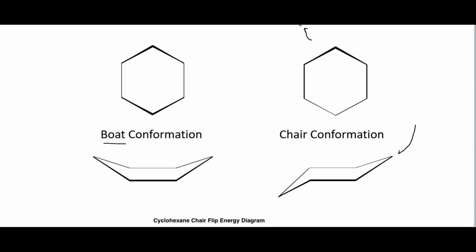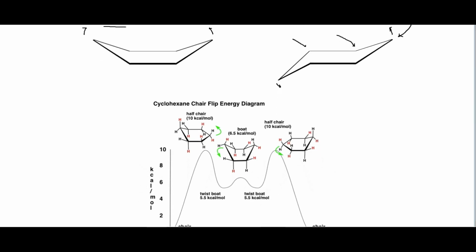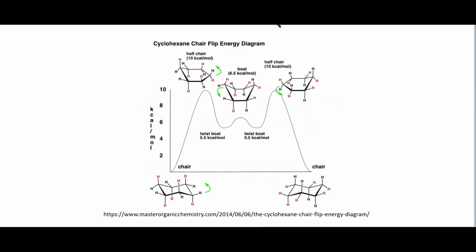It's called a chair because we have one carbon sort of sticking up and another one sort of sticking down, while these two are in the plane of each other, where the boat conformation has both of them sticking up like this. And the chair conformation is actually the more favored one. So we can see the energy diagram for this, where the boat is, I guess, a local maxima within a local minima here.